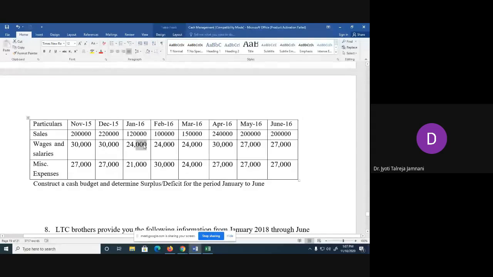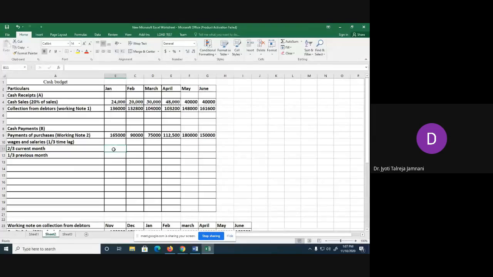For January, it is 24,000. So I have to find 2/3 of 24,000. So 2 divided by 3 into 24,000 if you do, we'll get it as 16,000. So 16,000 in the current month, that is 2/3 in the current month, and remaining 1/3, that is 8,000, will go to February. So for February, January is previous month. So this 8,000 has come from Jan. That means it has come from the previous month.